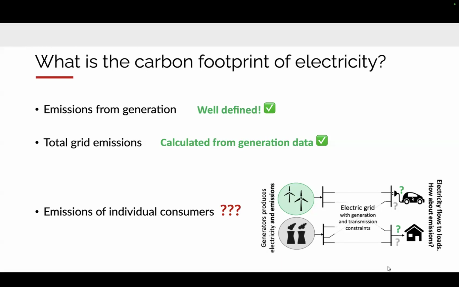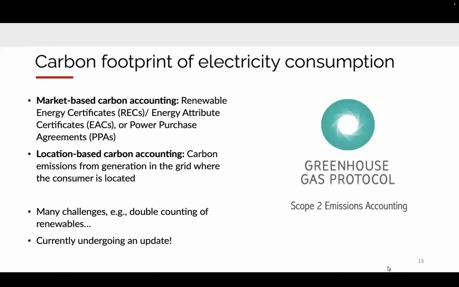There are many different ways of doing so, but of course we have ways of still trying to define this. In particular, the main way in which people do carbon footprint accounting for electricity consumption is as laid out in the Greenhouse Gas Protocol, which has a Scope 2 emissions accounting guidance. There are two main methods for doing emissions accounting. One of them is market-based accounting, which is based on things like renewable energy certificates or energy attribute certificates and power purchase agreements. These are essentially financial contracts that you have with a renewable power plant.